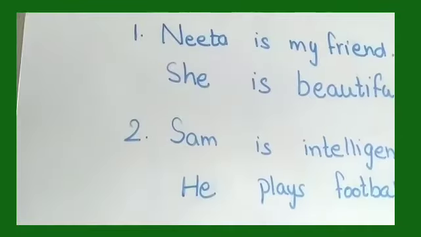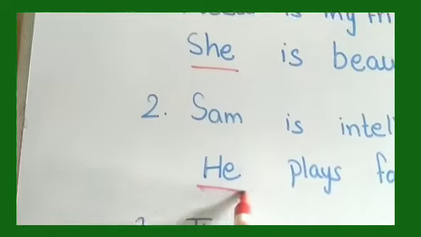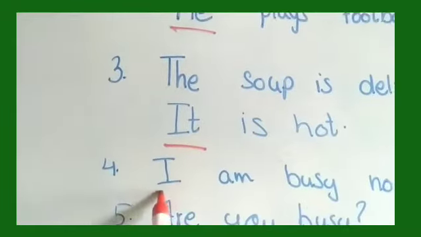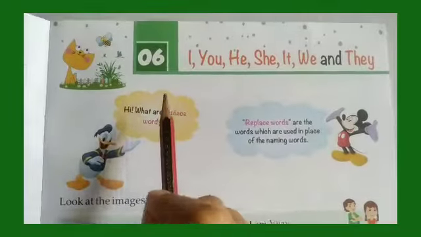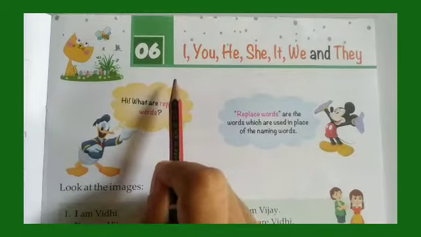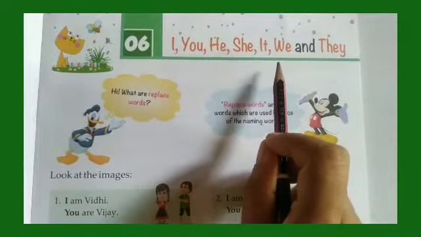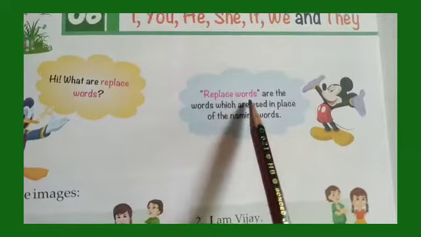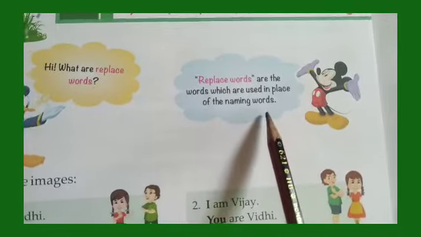Now children, you will underline these replace words. Fine? All these replace words you will underline. I, you, she, it, he. So let us read this. I, you, he, she, it, we and they. Replace words are the words which are used in place of the naming words.